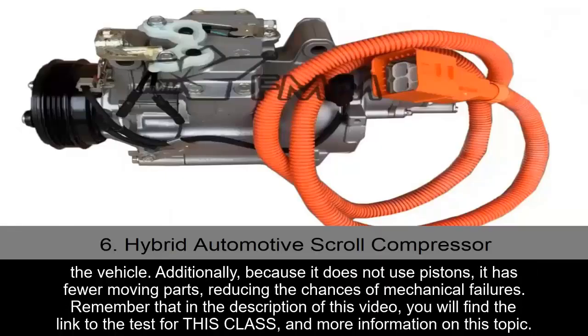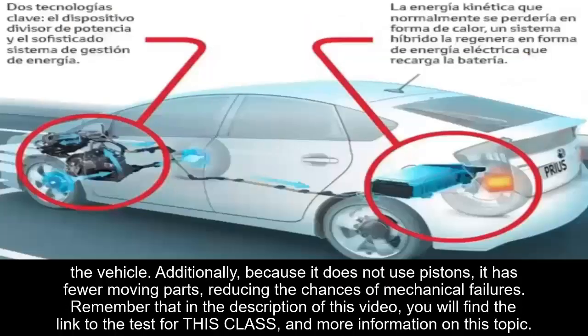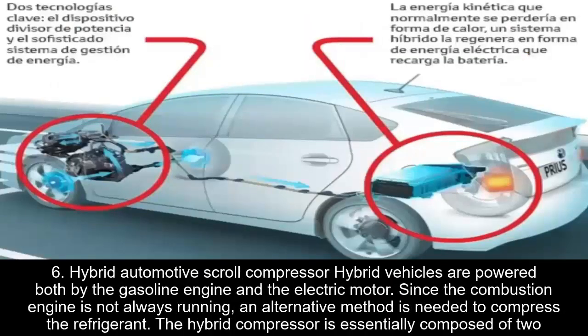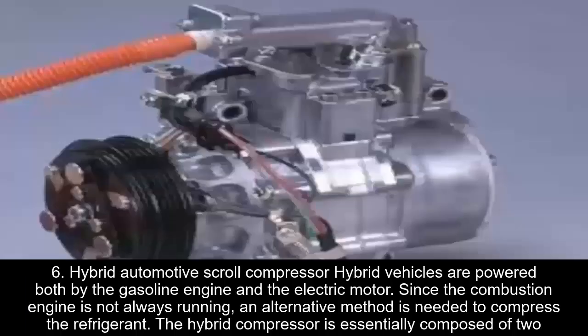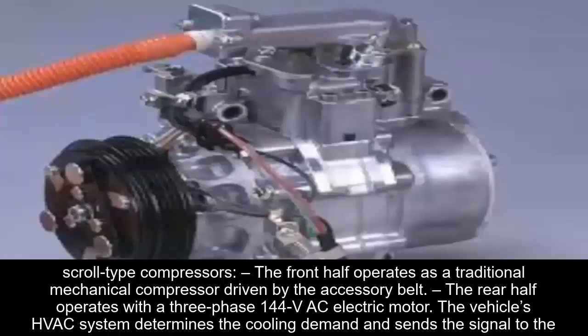6. Hybrid automotive scroll compressor. Hybrid vehicles are powered both by the gasoline engine and the electric motor. Since the combustion engine is not always running, an alternate method is needed to compress the refrigerant. The hybrid compressor is essentially composed of two scroll-type compressors. The front half operates as a traditional mechanical compressor driven by the accessory belt. The back half operates with a three-phase 144-volt AC motor.